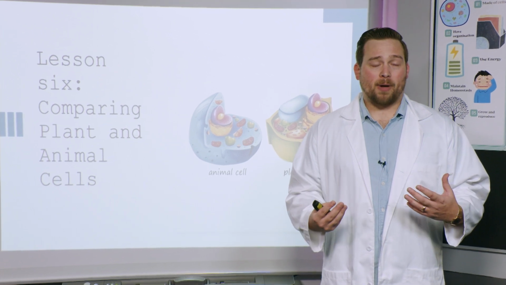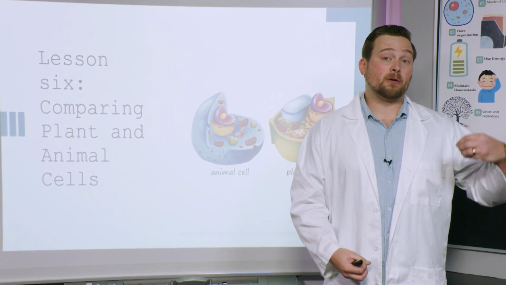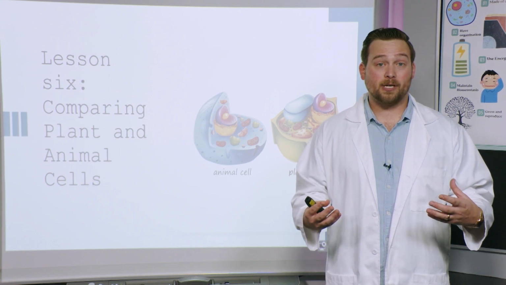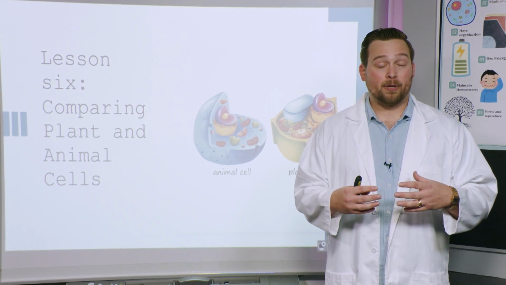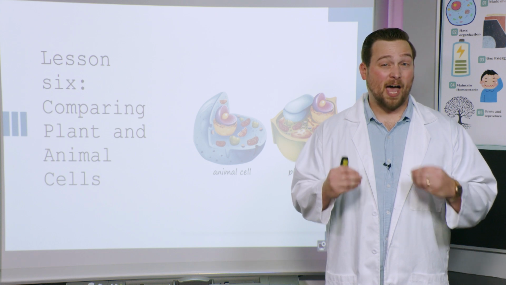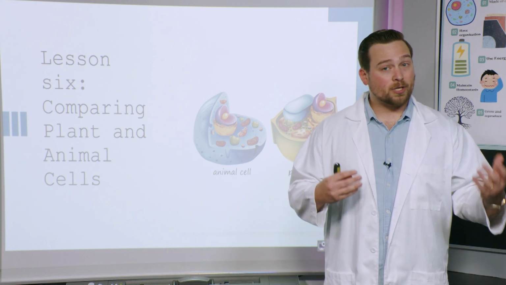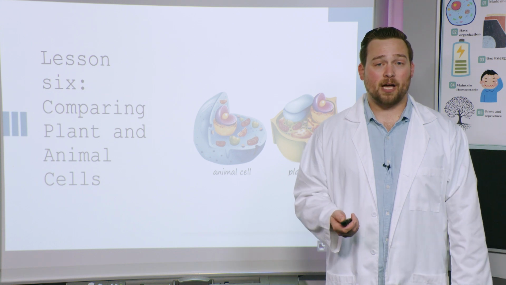So what are we talking about? Well, we're mostly going to be comparing plant and animal cells. Now, these are both eukaryotic cells, so they have a lot in common, but there's a few key differences that we have to remember so that we can ace this test. So let's go ahead and hop into it and start comparing these two types of cells.